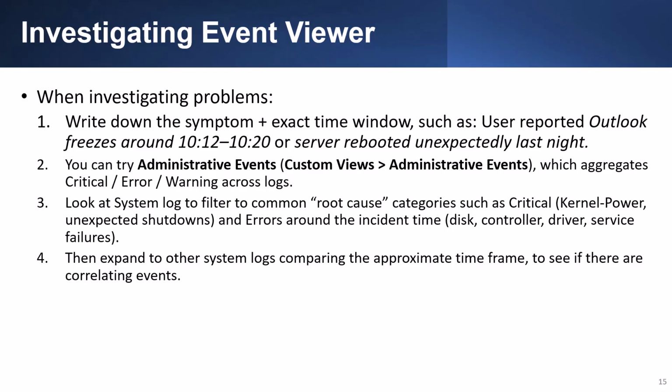When investigating problems, write down the symptom plus exact time, such as the user reported Outlook freezes around 10:12 to 10:20 or server rebooted unexpectedly last night. You can try Administrative Events, Custom Views Administrative Events, which aggregates critical errors and warnings across logs. Look at System Log to filter to common root cause categories such as critical, kernel power, unexpected shutdowns, and errors around the incident time, disk, controller, driver, and service failures. Then expand to other system logs compared to the approximate time frame to see if there are correlating events.